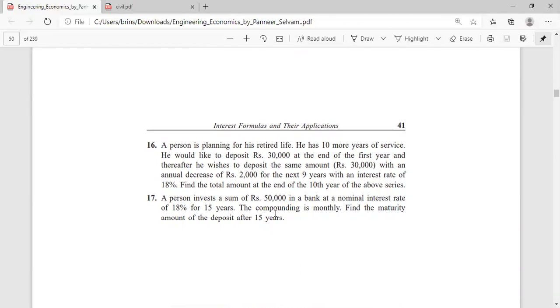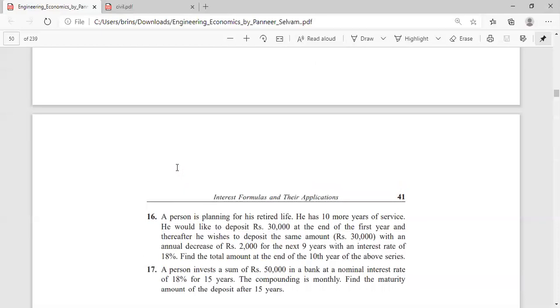This is also the same as the previously explained example problem, the second one. He is going to retire 10 years later. He wishes to deposit 30,000 at the end of the first year, and then he is going to decrease the amount by 2,000. Decreasing means that my G will be minus 2,000, then minus 4,000, and it goes on for the next 9 years. The interest rate is also given. Now you are supposed to find the total amount at the end of the 10th year of the above series. So try to solve this problem also.